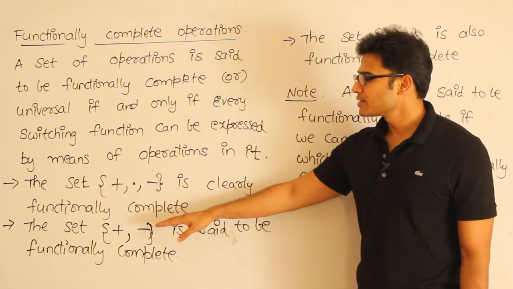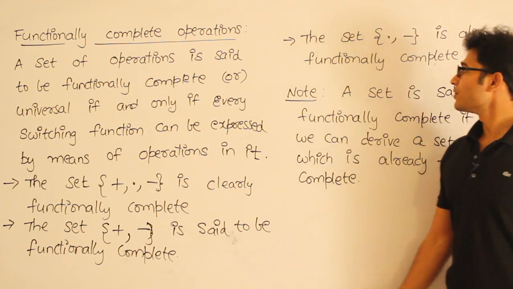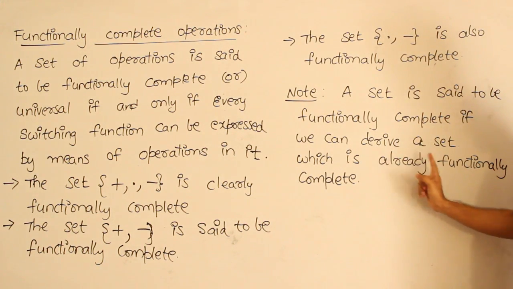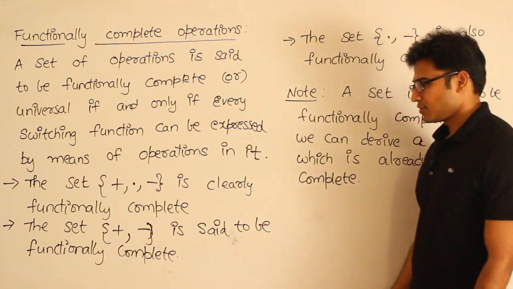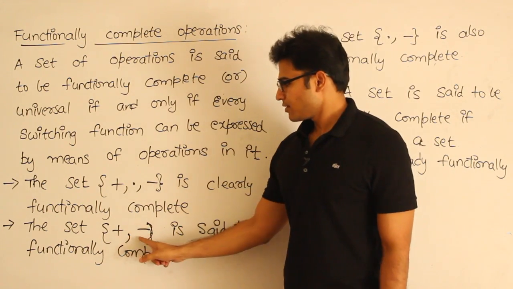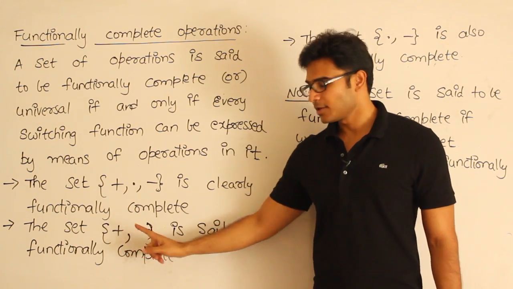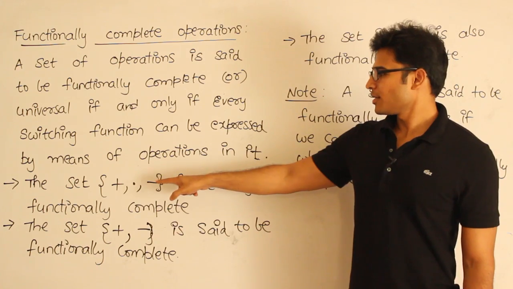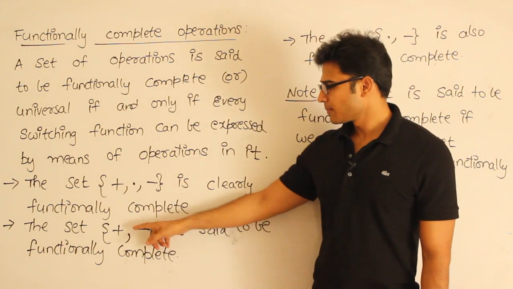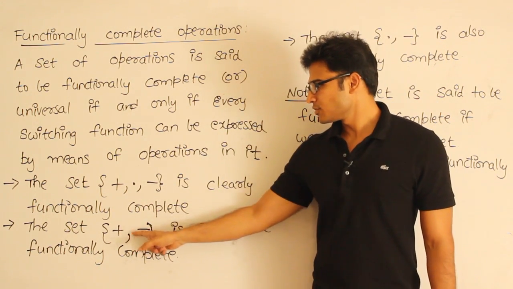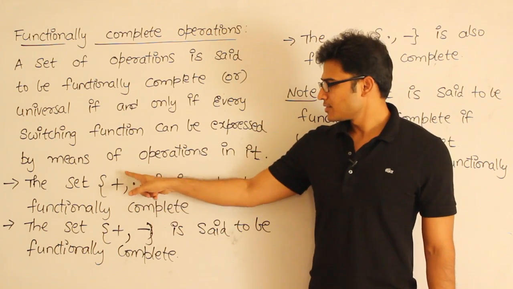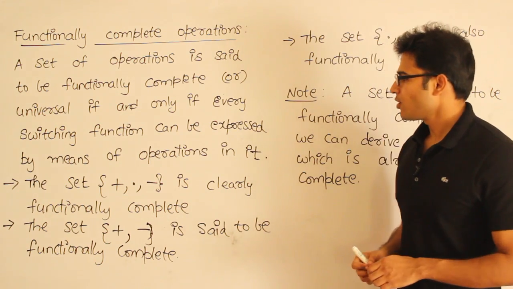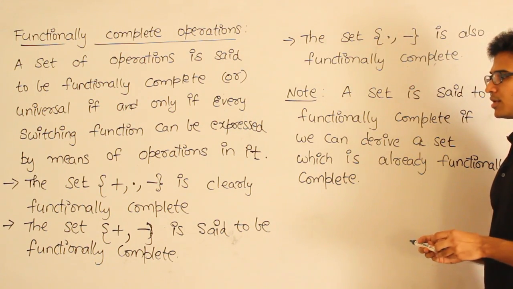So how can we prove that a set is functionally complete? A set is said to be functionally complete if we can derive a set which is already known to be functionally complete. Which means if we have to say that plus and negation is functionally complete, using these you should be able to derive the already known functionally complete set, which is plus, dot and complement. Already plus and complement are included, the only thing you need to derive is dot. Let's see how we can derive AND using only plus and not.